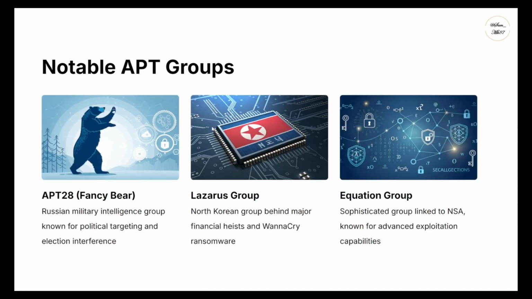Let's talk about some of these notable APT groups. We've got APT28, known as Fancy Bear, which is widely believed to be associated with Russian military intelligence. Next, there is the Lazarus Group, attributed to North Korea. What sets them apart is their focus on financially motivated attacks, which helps fund the regime. And finally, there is Equation Group, a highly advanced threat actor believed to be linked to the NSA. They are known for their deep technical expertise and use of cutting-edge exploits. In fact, some of their tools were later leaked and repurposed in attacks like EternalBlue or WannaCry, showing just how far their influence has spread, even unintentionally.